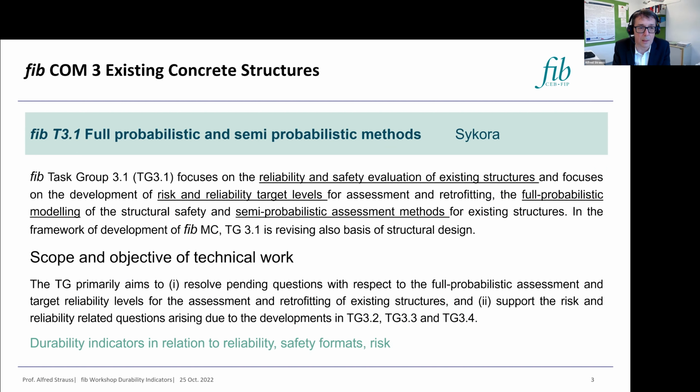So what are the task groups about in more detail, and also with respect to the durability indicators? In task group 1, more or less, the main focus is on the durability and safety evaluation of the existing structures. This task group developed, for instance, a bulletin already, working on safety factors for existing structures. As you can see here on the slide, they are addressing the risk and durability target levels, on a full probabilistic level as well as on a semi-probabilistic level, particularly with respect to the assessment methods.